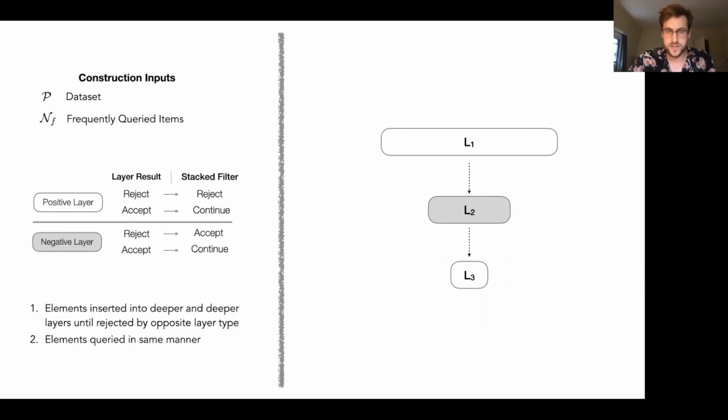And if they're rejected by a negative layer, they're accepted by the overall stack filter. Essentially, during construction, elements are inserted into deeper layers until they're rejected by the opposite layer type. Then they're queried in the same manner, until they're rejected. Depending on which layer type rejects them, they're either rejected or accepted.